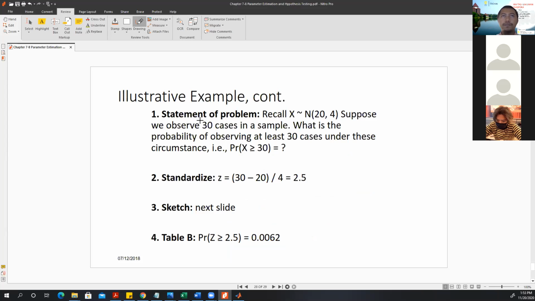Okay, this is another example. The problem: we have x normally distributed with mean 20 and standard deviation 4. You have to note here, this is the distribution of populations. Suppose we observe 5 cases in the sample. What is the probability of observing at least 30 cases under the circumstance? Which is the probability x greater than or equal to 30?